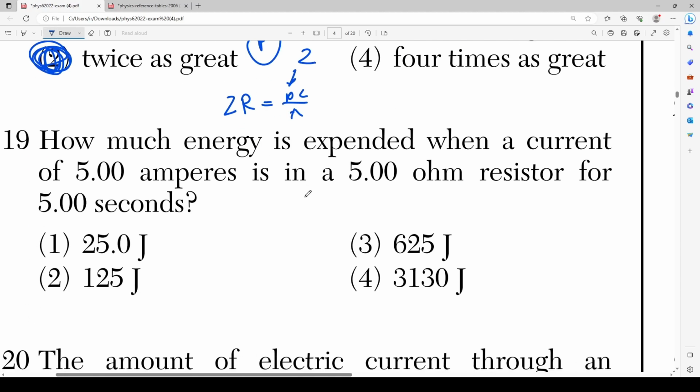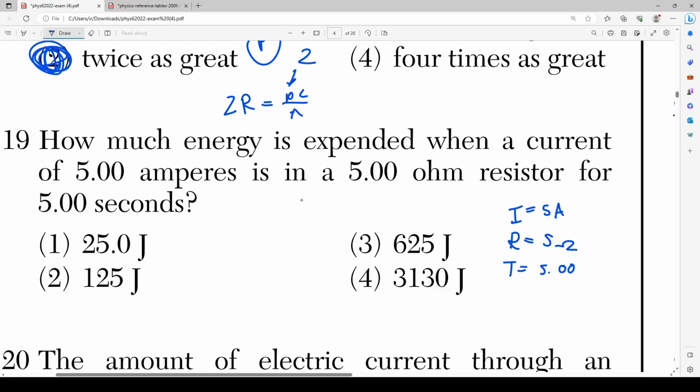Number 19 says, how much energy is expended when a current of 5 amperes is in a 5 ohm resistor? So they give me I, which is 5 A, the current. They give me R, which is 5 ohms. And they give me t, 5 seconds. And they're asking us how much energy is expended.